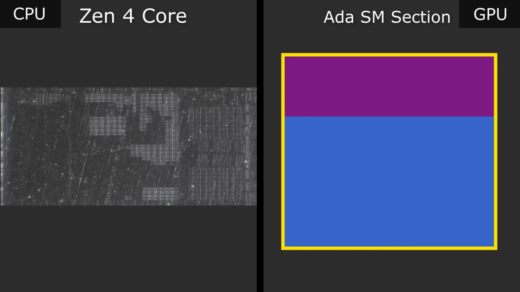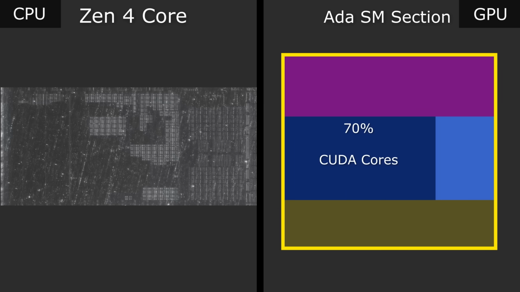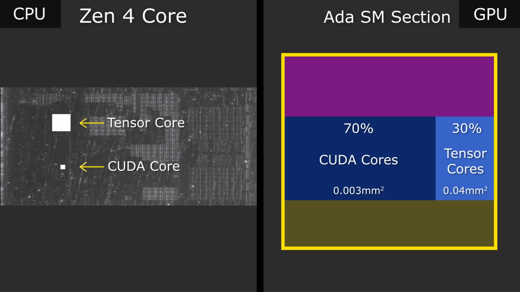Suppose we say a large amount of the remaining area is cores, 60%, and that 70% of that is CUDA cores and 30% is Tensor cores. That would give us a CUDA core size of around 0.003 square millimeters and a Tensor core size of around 0.04 square millimeters. Since we know the size of a Zen 4 core, we can also superimpose how big these 2 GPU core types would be if they appeared on a Zen 4 CCD. This is roughly how big each core type would be.